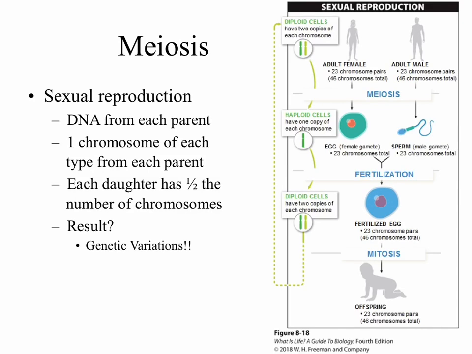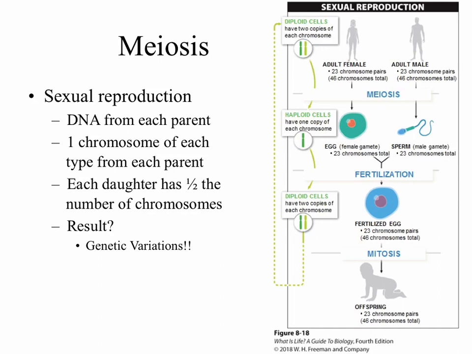In this video segment, we will be studying meiosis. The reason that cells go through meiosis is to produce gametes for sexual reproduction. This is important because it is one way to get genetic variation.